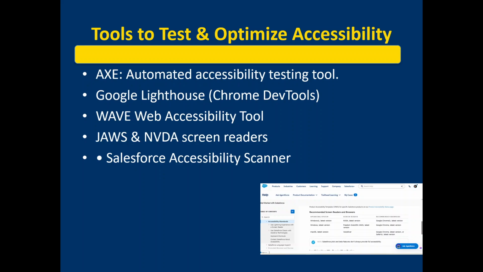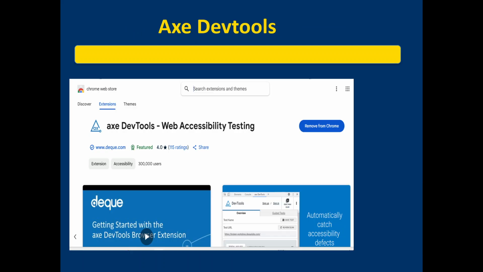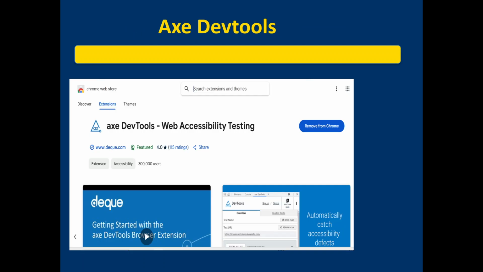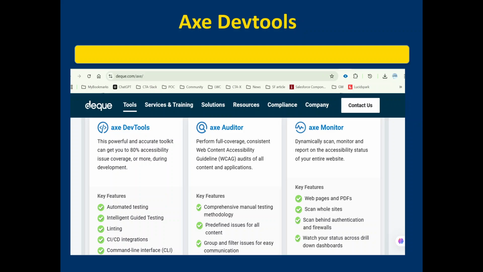One is the Axe automated accessibility testing tool. This basically comes in two different versions. One is a Chrome plugin which you can install to Chrome, and you can run the accessibility check for a specific page or a set of pages. Axe also has a cloud version of the tool, from Deque. It has multiple features compared to the Chrome plugin. We can schedule jobs to run the accessibility checks and send out the reports and so on.